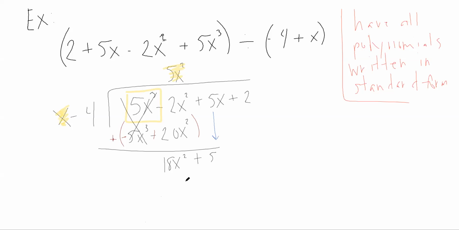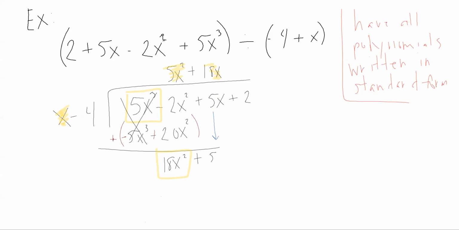x times something is going to give me 18x squared. Well, I'm going to need an 18, right? Because 18 times x is going to give me 18x. And then I need the x, because 18x times x is going to give me 18x squared. It's going to be a positive. And I've made sure that my x terms align vertically, okay?